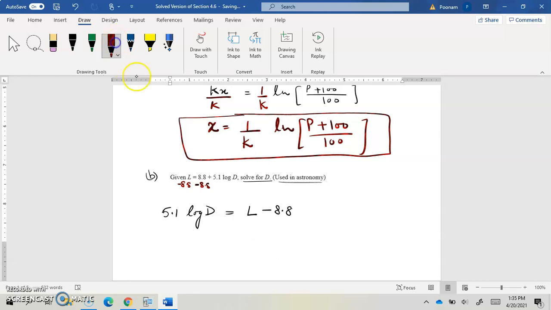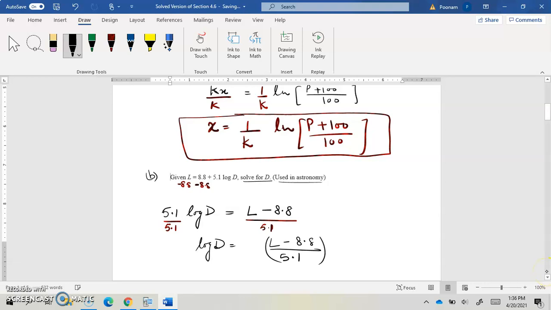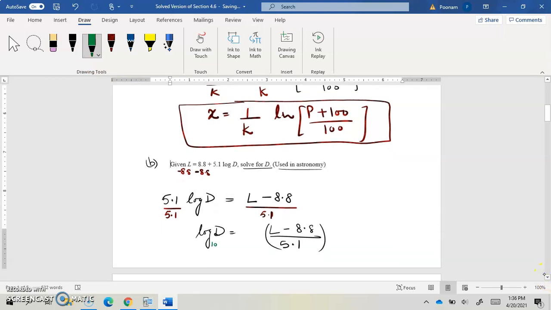We need to get rid of 5.1. We can divide both sides by 5.1. So we have log of D is equal to (L minus 8.8) divided by 5.1. Now whatever this expression is equal to, log of D, it's common log. Common log, if it is written, we have to assume that the base is 10. So by definition of log, we can say 10 raised to power this whole expression on the right hand side should be equal to D.